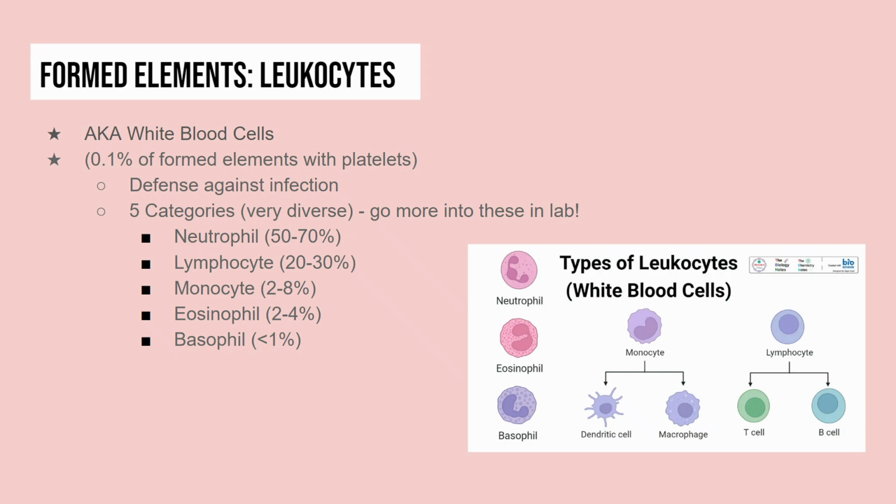Moving on to the next formed element, the leukocytes. These are the white blood cells. They're about 0.1% in combination with the platelets. These provide defense against infection, and they are very diverse. There are 5 categories. And like I said, you'll get more into these in lab. I don't think you have to worry about them too much for a lecture.